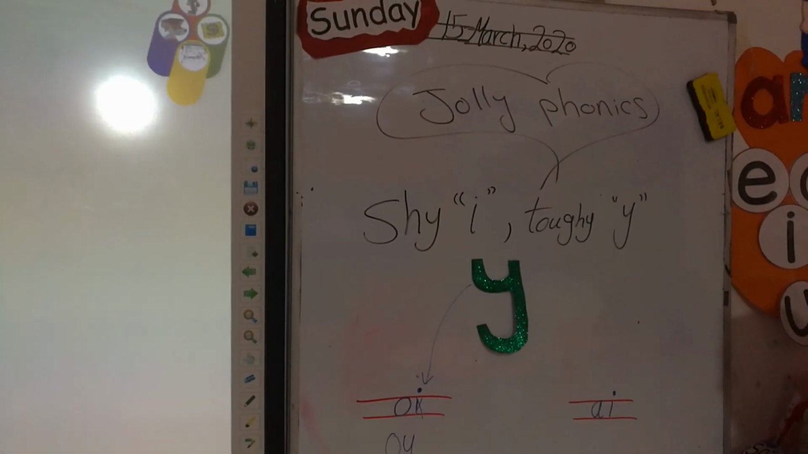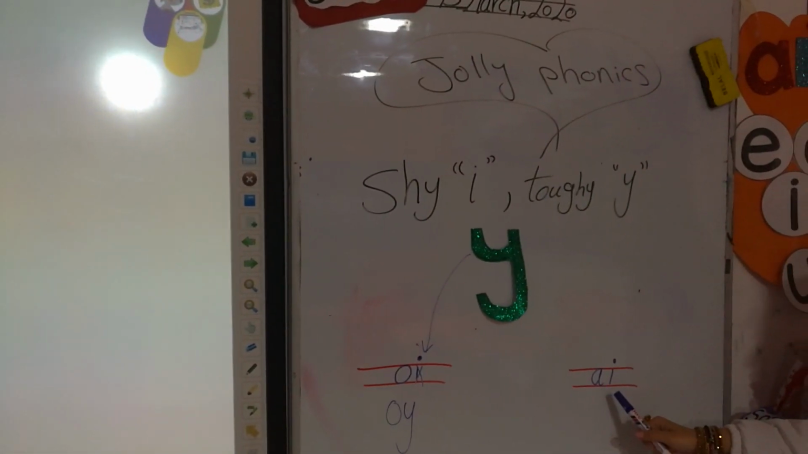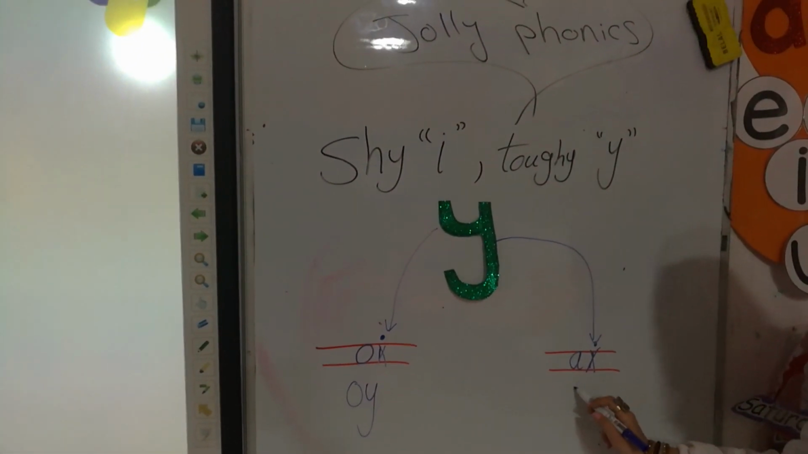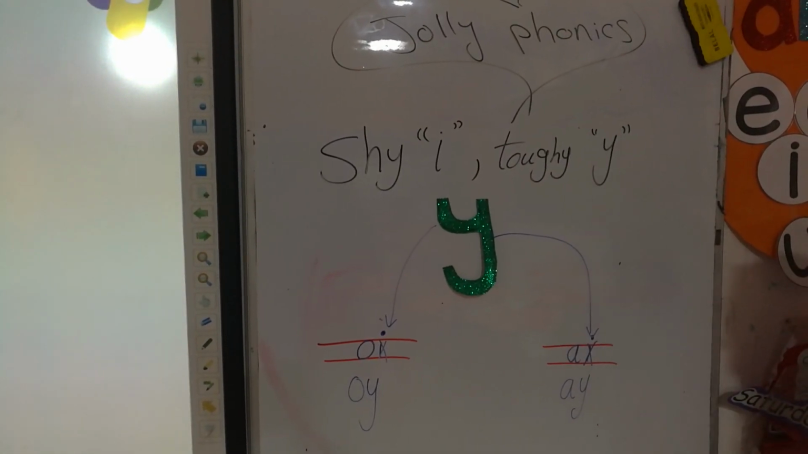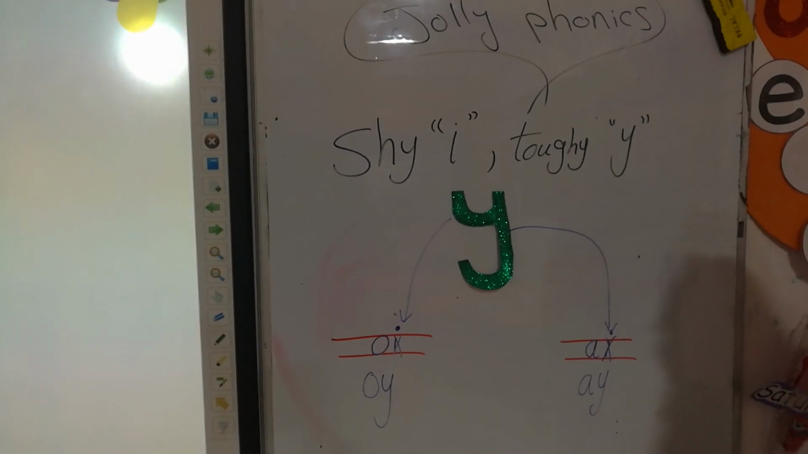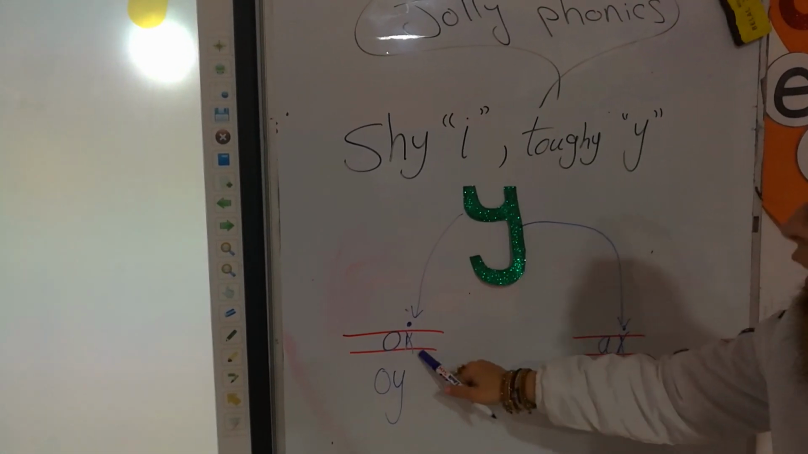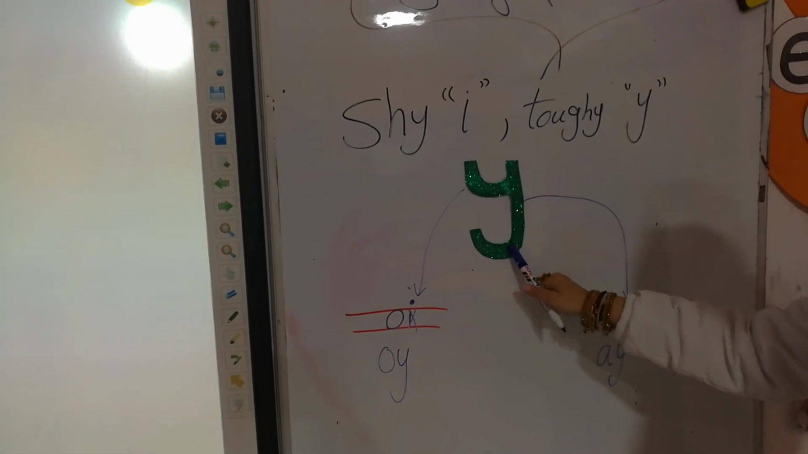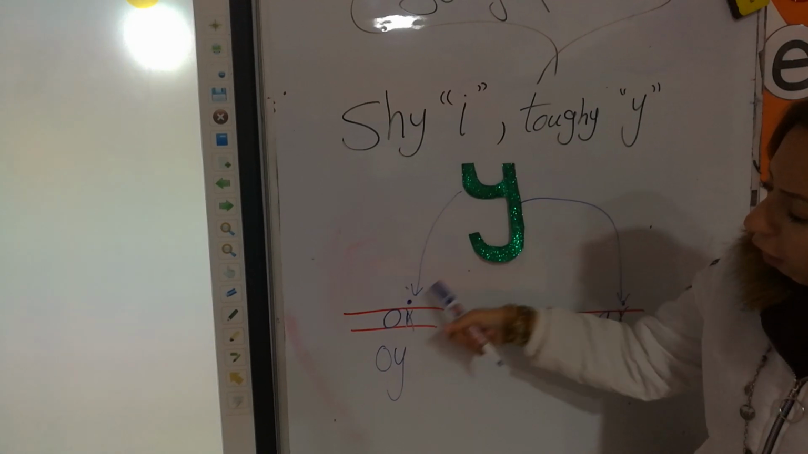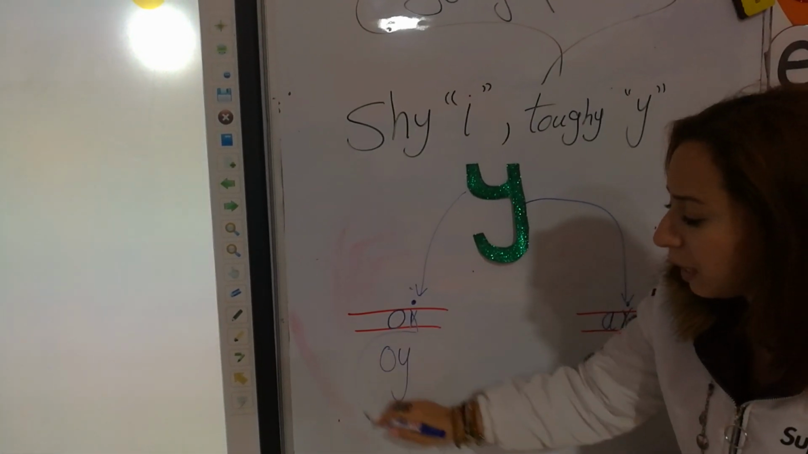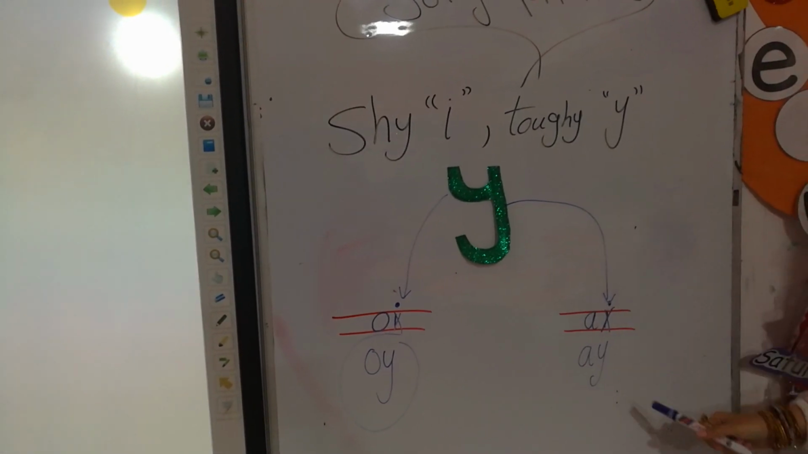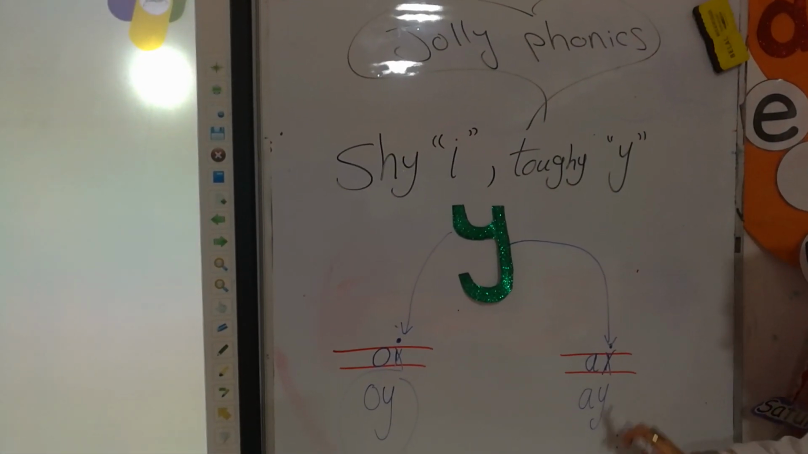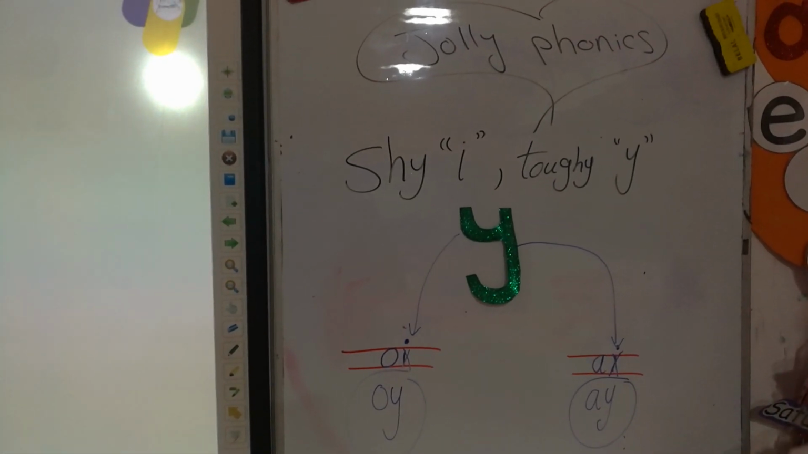Also in AI digraph, when toughy Y sees AI at the end of the word, it comes, pushes the I and takes its place to be AY instead of AI, and this is called alternative AI. So, toughy Y doesn't like I at the end of any word when I have digraphs OI and AI. So what is the Y going to do? It can push the I of OI digraph and takes its place to be alternative OI. And the same thing with AI digraph, it comes and it pushes, crosses the I and takes its place to be AY like this, and now it's called alternative AI.